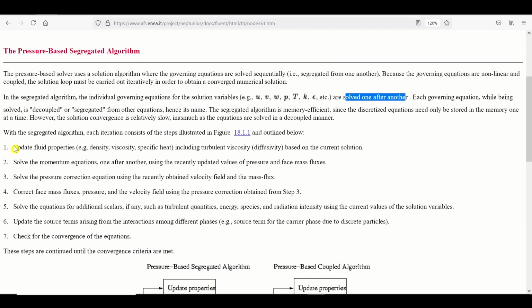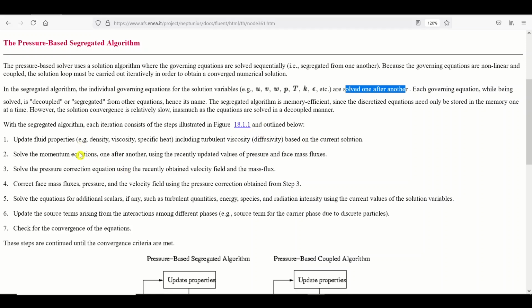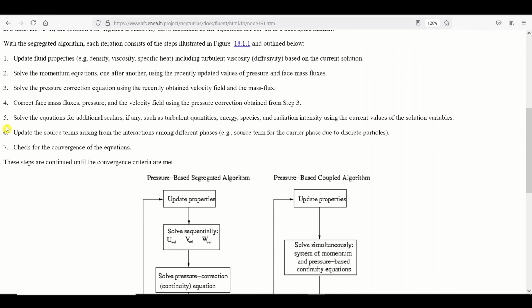All right, now what is the first step? The first step is we are guessing the fluid properties. For example, the density. We are updating the fluid properties, that is the density, the viscosity, the specific heat, and the turbulent viscosity based on the current solution. What is happening is when we are entering the boundary conditions, and depending on the boundary conditions we have assigned to our domain or the model, a kind of guess values are being considered by the software. The software guesses some values, and those properties are updated at first. So that is the first step in the pressure-based segregated algorithm.